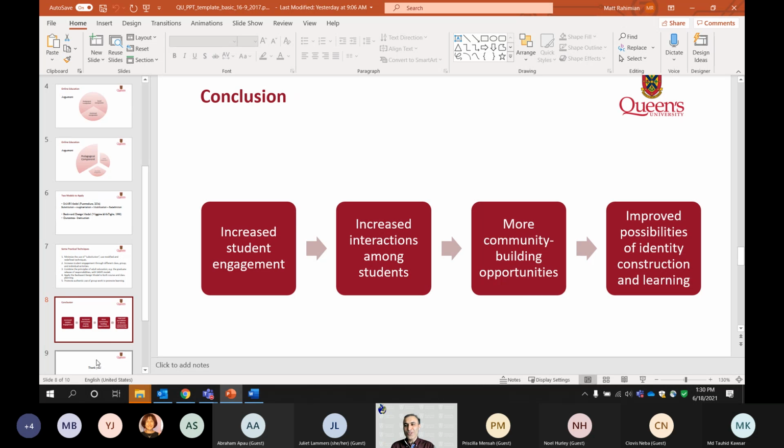With more community building opportunities, the possibility of identity construction and learning is increased among the students. And basically, that's how it could be done.